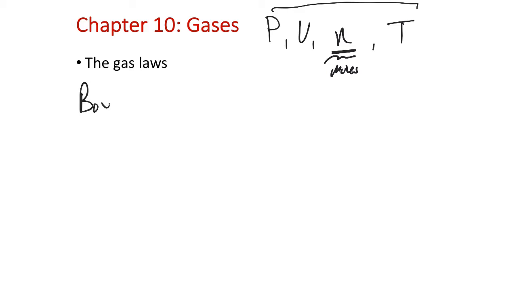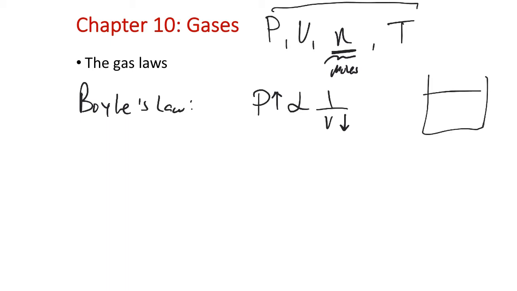For example, Boyle's law found a relationship between pressure and volume, that they were inversely related. If you imagine having a piston that you can pressurize a gas with, if you press down on it and decrease the volume, then that serves to increase the pressure. So there's this inverse relationship between pressure and volume as found by Boyle.